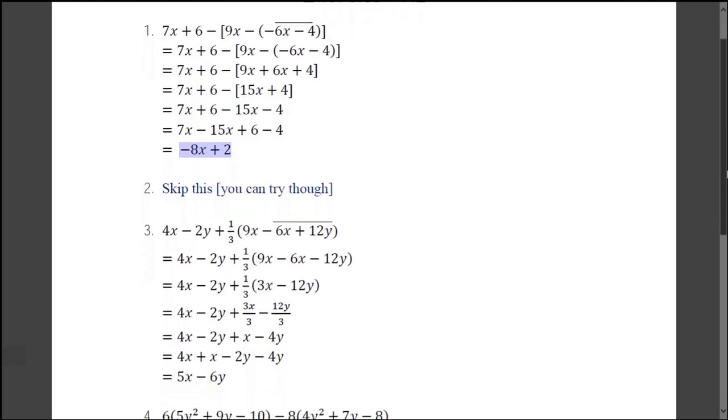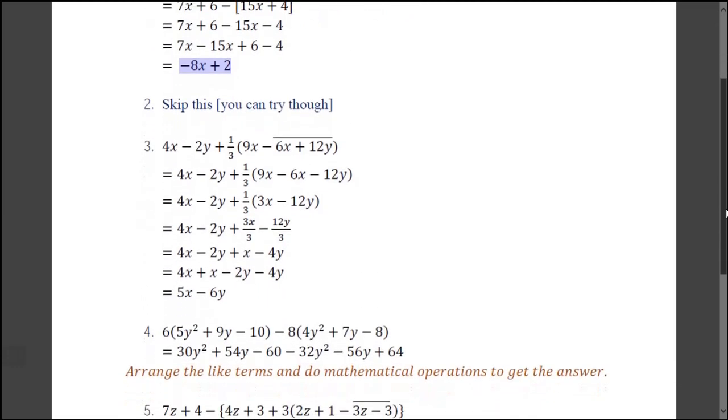Now let us move on to the second question, that is question number 3. So question number 3 is somewhat like this: 4x minus 2y plus 1 by 3. Now open the bracket. 9x minus 6x plus 12y, Venn column, then close the bracket. So here you have to first open this bar bracket or the Venn column. So when you open the Venn column or the bar bracket, signs will be changed. The sign of 6x, it will remain constant, and the sign of this 12y will be changed, okay. So it will be minus 12y, okay.